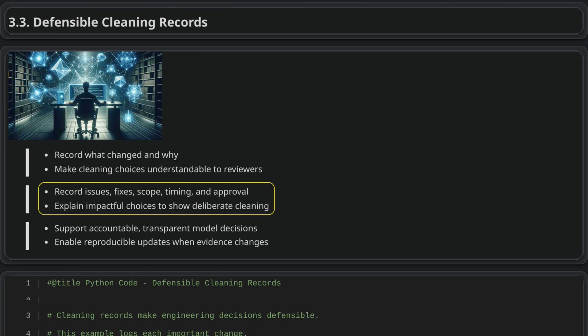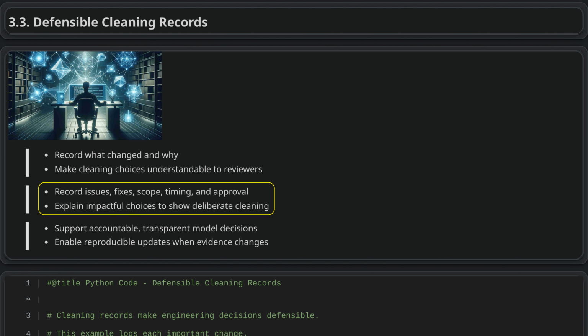A good cleaning record should make data decisions traceable from the raw dataset to the final model input. It should note the problem, the rule or judgment used, what data was affected, when the decision was made, and who approved it. Routine fixes need less detail, but choices that could change results, such as handling missing values near a threshold, require clear justification.